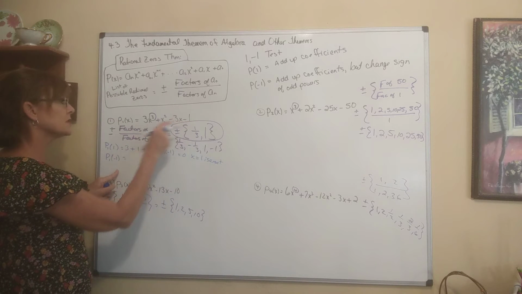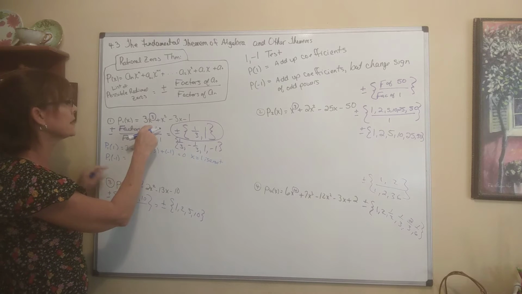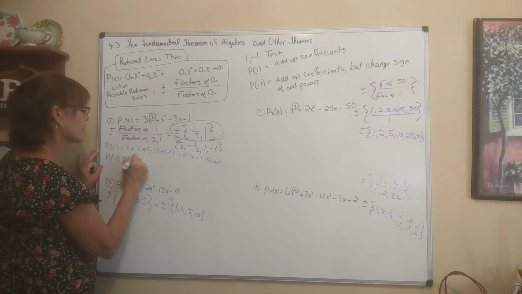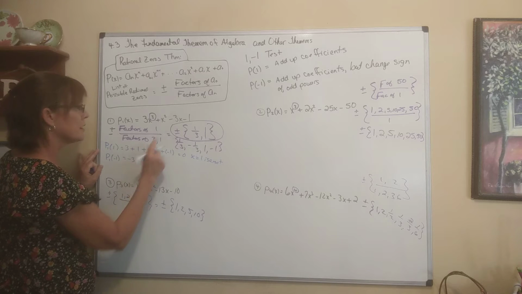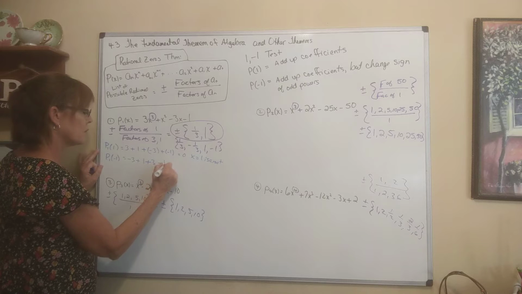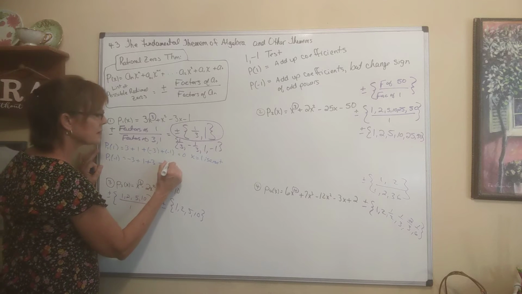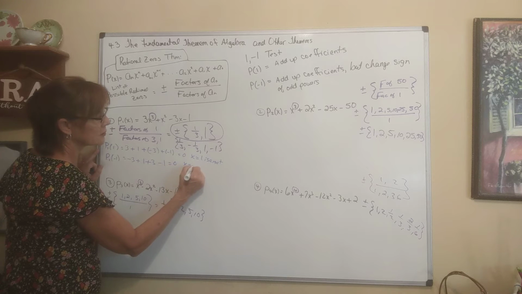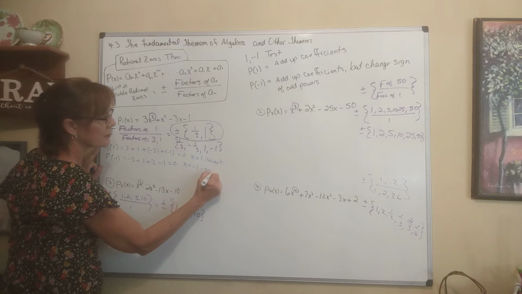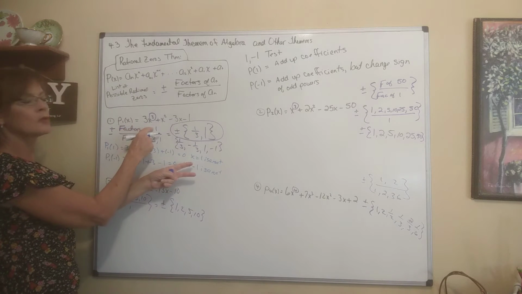Add up the coefficients, but if the power is odd, change the sign. So instead of 3, we'll say -3 plus 1. This is odd, x to the 1, plus 3 minus 1. This is going to give me -2 plus +2. Oh, this one also equals 0, so x equals -1 is a root. Look, just like that, we ticked off 2 roots. We just have 1 more to find.